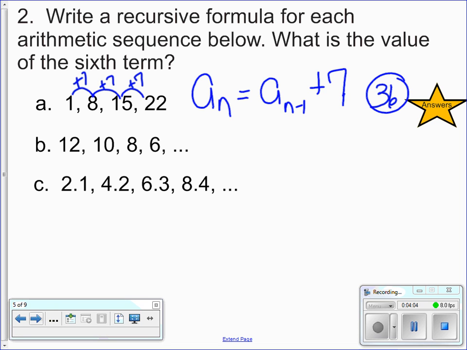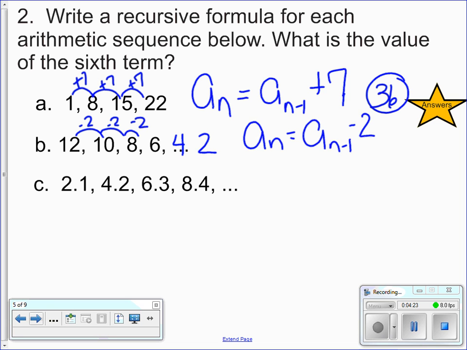In B, what's happening? It's going down 2, down 2, down 2. So I could keep going with that pattern and go 4 and then 2. My formula would be a sub n equals a sub n minus 1 minus 2. And my 6th term would be 2.